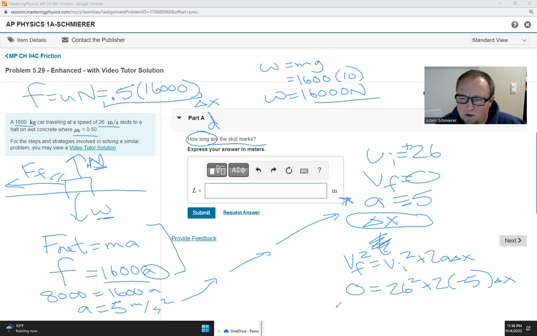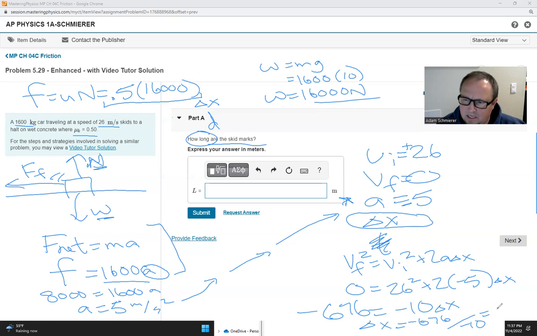So 26 squared is going to be 625 plus 50, so 676. I'm just going to write it down. You guys will let me know if I'm wrong, right? I think that's right. But yeah, delta X is negative 676 over negative 10. And so I get 67.6 meters.